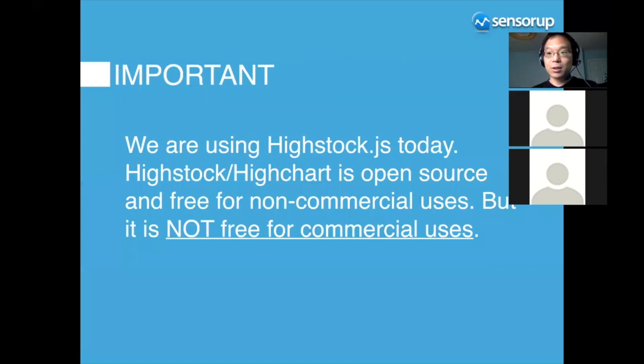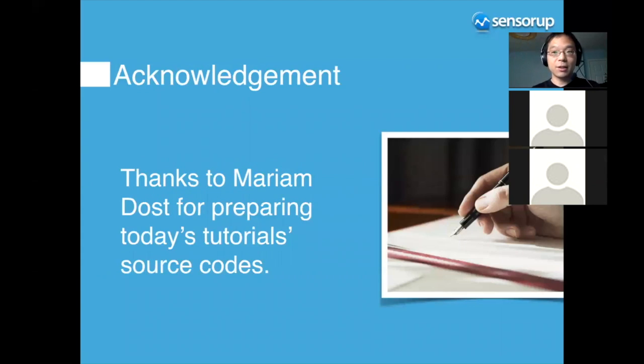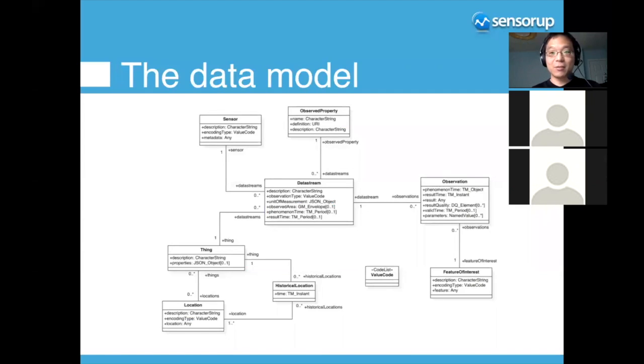Important, again: today we'll be using Highstock.js, and the library is open source. However, it has a pretty restricted license, so it's not free for commercial users. Highstock is a very powerful library, maybe one of the most popular charting libraries on the web right now. So just to let you know, there are some constraints there. Again, thanks to Marianne for preparing today's source code. Good job.